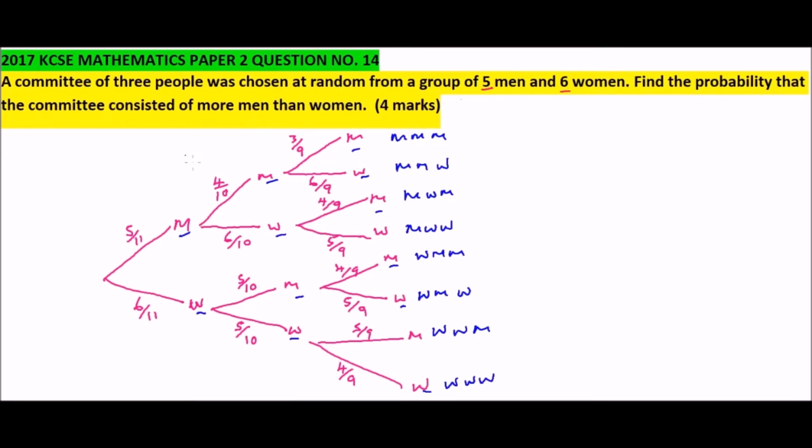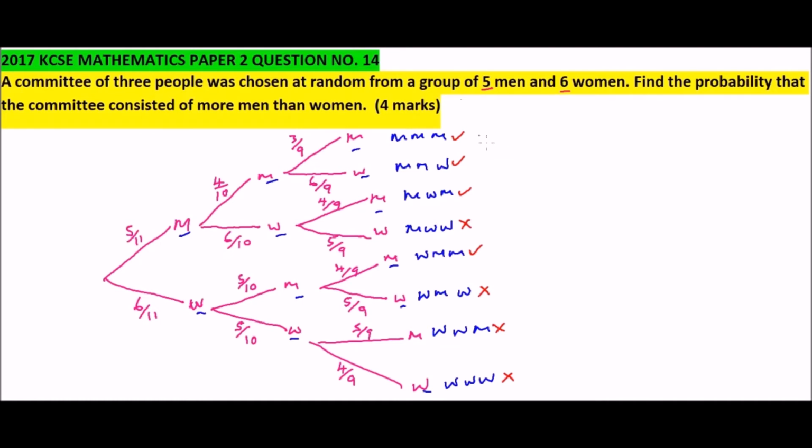So having identified our branches, here we have 3 men. So that is okay. Men are more than women. Here we have 2 men and 1 woman. So that's okay. Here we have 2 men and 1 woman. Here we have 2 women and 1 man. So that's not possible. Here we have 2 men, 1 woman. Here we have 2 women, 1 man. Here we have 2 women, 1 man. Here we have 3 women. So that cannot work. So these are the only options where the committee selected can have more men than women.